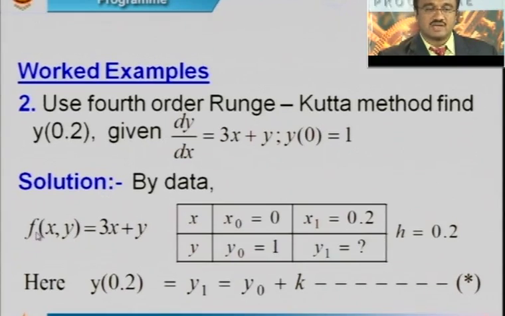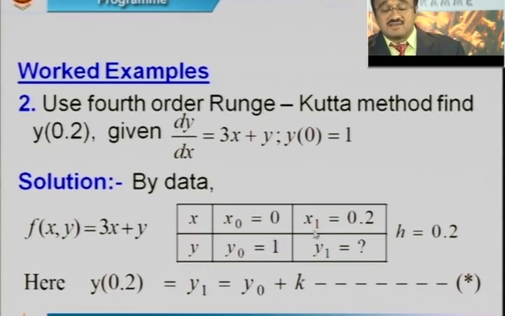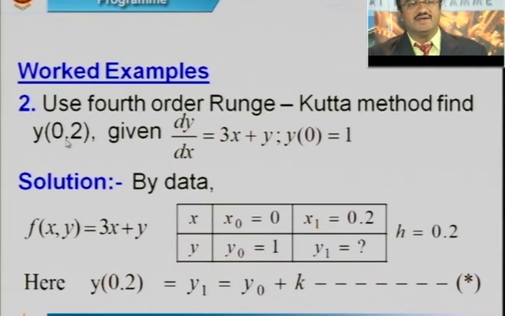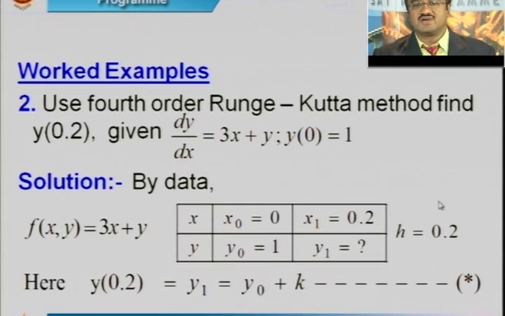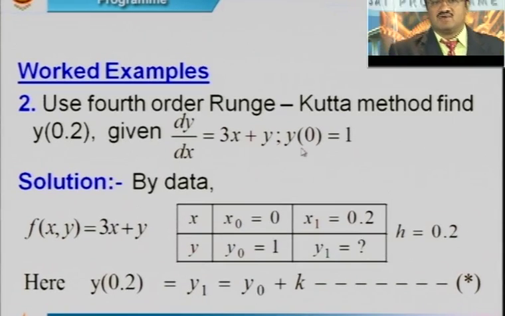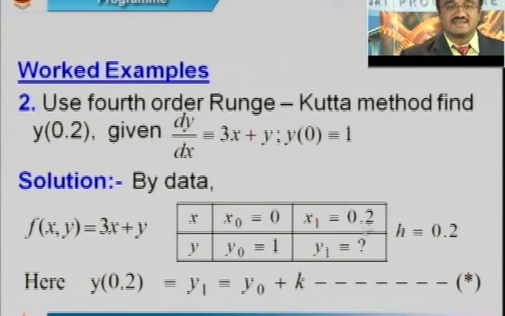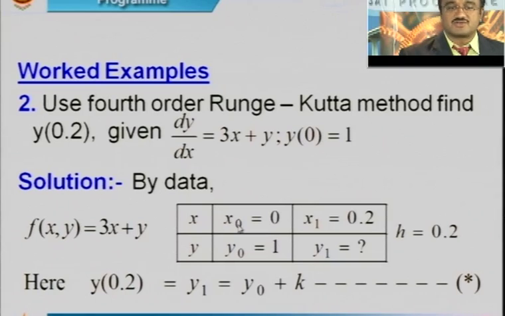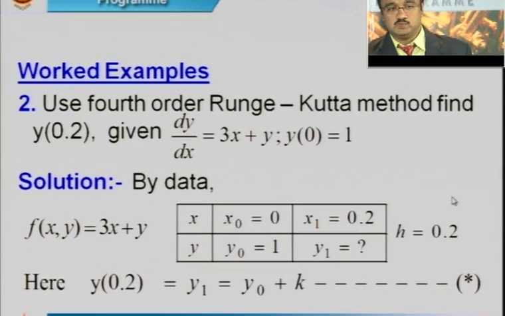The derivative we think of as a function f of x comma y equal to 3x plus y, and also I write down the initial condition, your x naught value here 0 and the corresponding y naught value 1, and they asked to find out the value of y at the point 0.2, that one we treat as x1, and the corresponding y1 they asked, question mark, that we are going to find out. Here h is not given, we have to find out the value of h by taking the difference of the first term of x to the next term, that is 0.2 minus 0 will give you h, that is the step length 0.2.